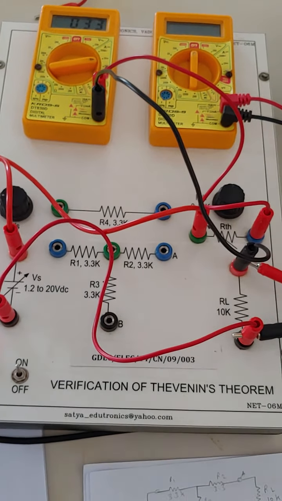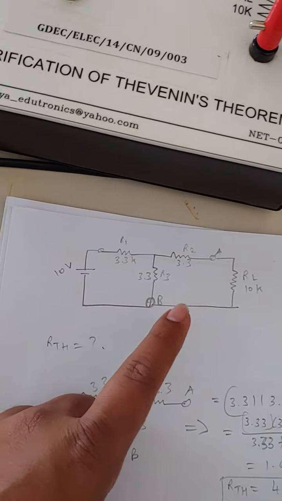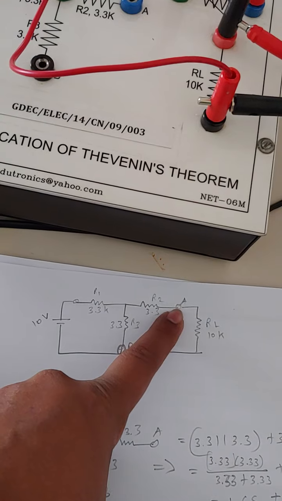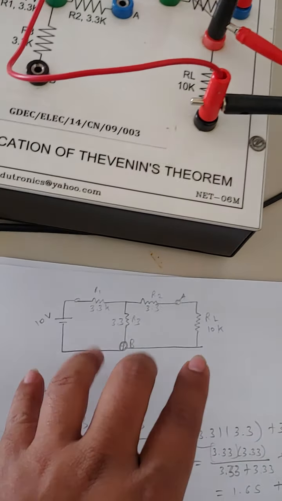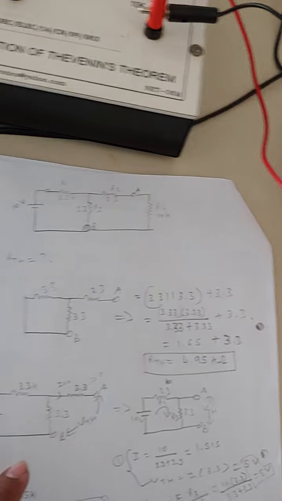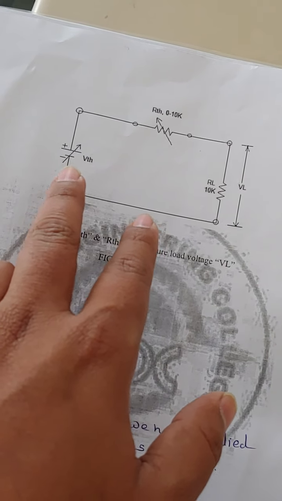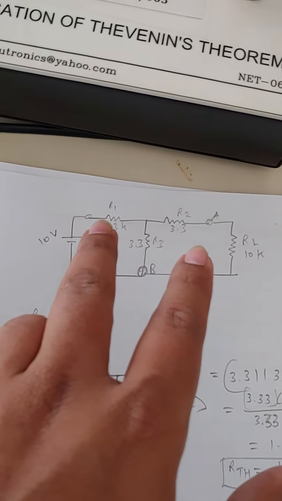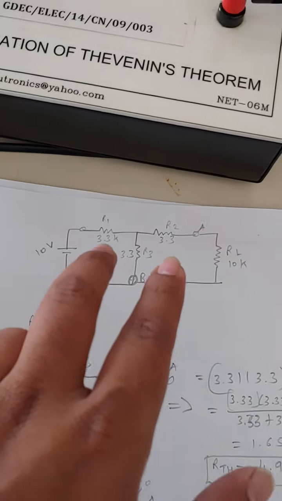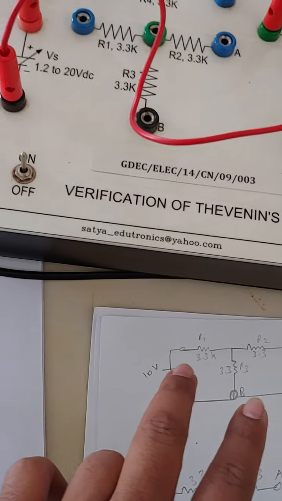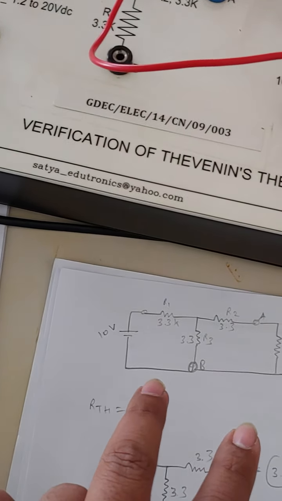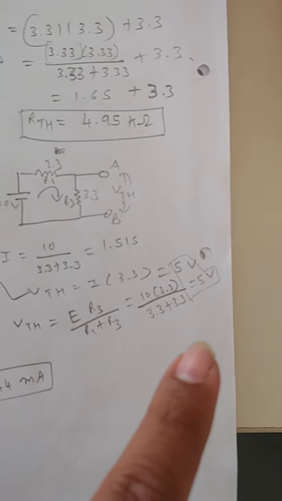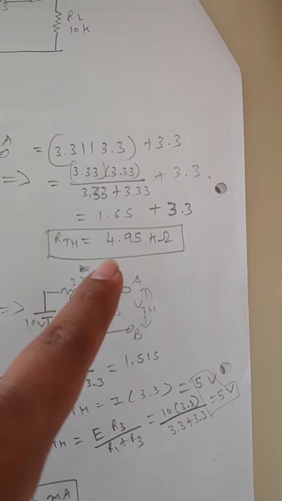So what I showed previously is this main circuit, the same 10 volt, where we are measuring the current and the voltage across. Now this same circuit can be replaced by this circuit, so there is a reduction of all the elements, that is, the resistors. We have set the voltage VTH to 5 volt, and RTH to 4.95.